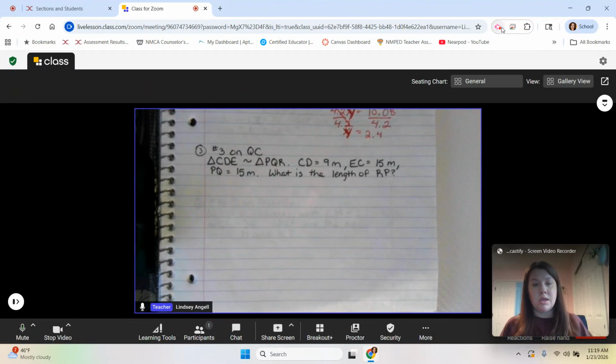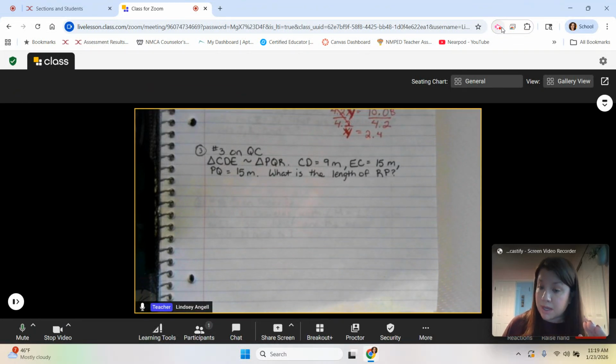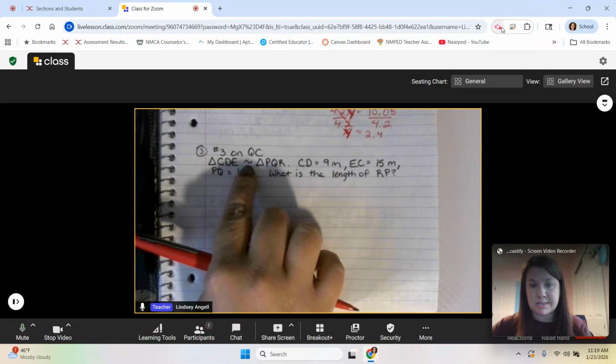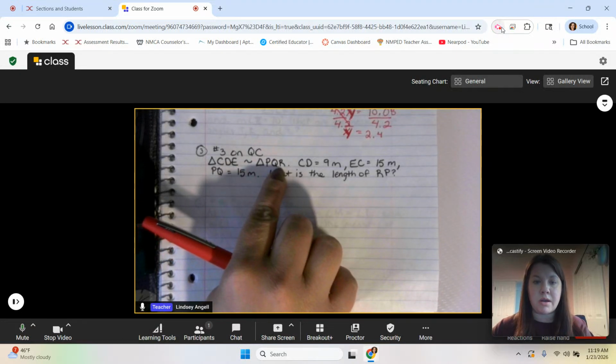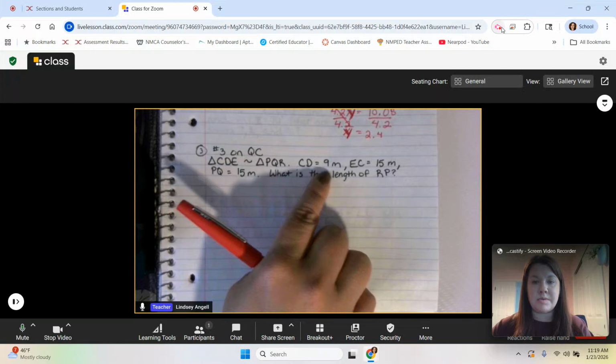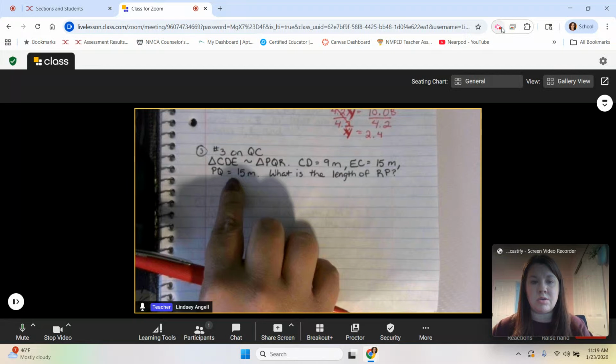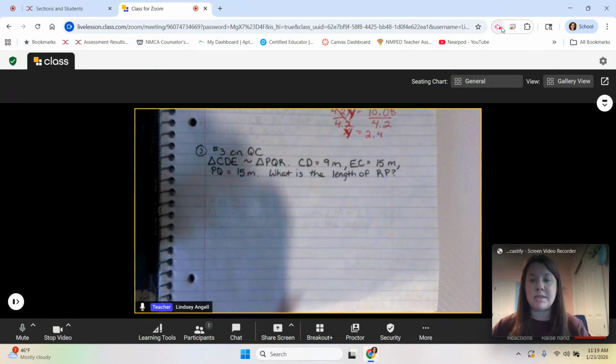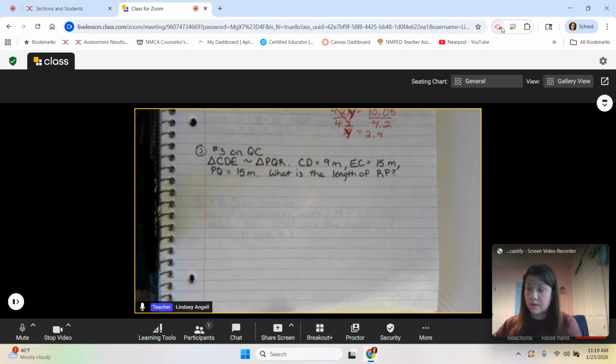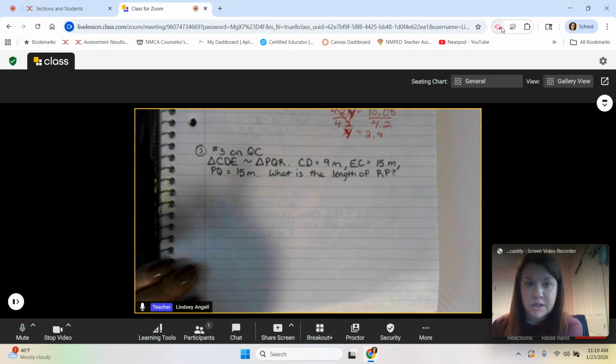Okay, number 3, which is also number 3 on your quick check. Triangle CDE is similar to, that's what this means, similar to triangle PQR. CD equals 9 meters, EC equals 15 meters, PQ equals 15 meters. What is the length of RP? Whew, a lot of just random feeling letters in there.